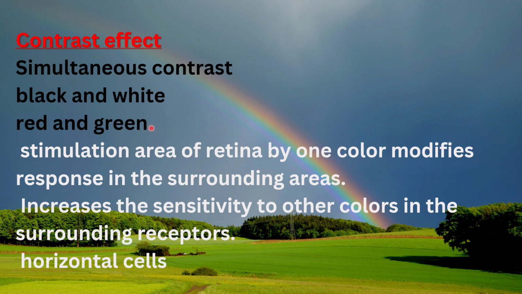The reason for the simultaneous contrast is, first, stimulation of an area of retina by one color modifies the response in the surrounding neighboring areas. Second, it increases the sensitivity to the other colors in the surrounding area. This is probably due to the horizontal cells of the retina.